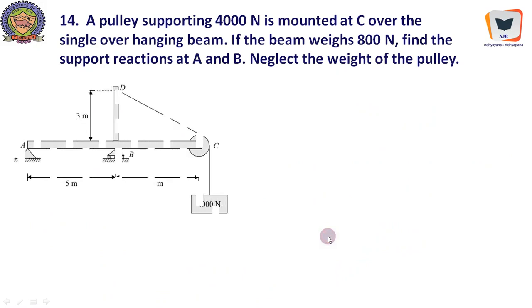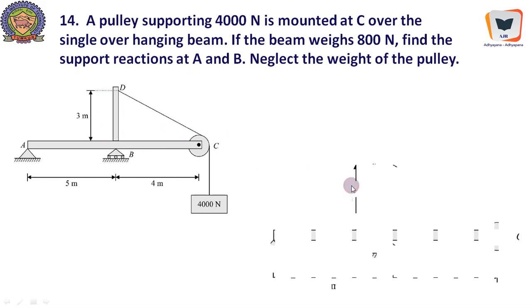Now this is the last problem probably. A pulley supporting 400 Newton is mounted at C over the single overhanging beam. If the beam weighs 800 kilonewton, which will be acting exactly at the center, find the support reactions at A and B, neglect the weight of the pulley.